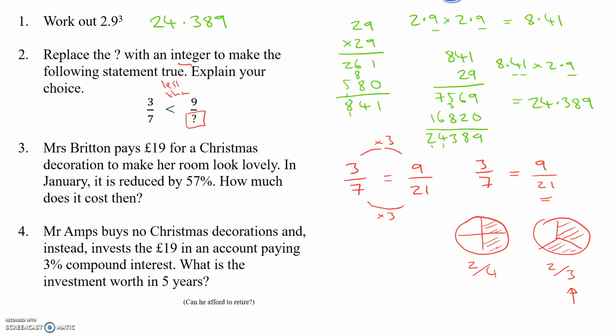So I think we can turn that 21 into anything less than 21. Okay, so to make our statement correct, 3/7 is less than 9. That question mark could be any number that's less than or equal to 21.